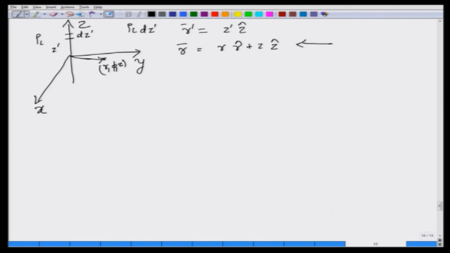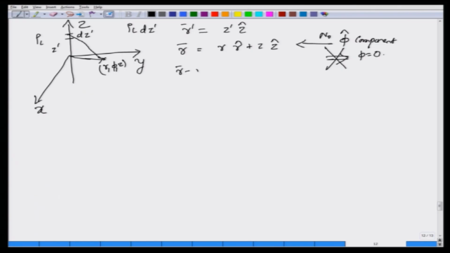Again, remember, no phi component does not mean phi is equal to 0. In fact, phi will be non-zero. We will later see why phi does not enter into the picture over here. So, what is this vector now from the source to the field point?